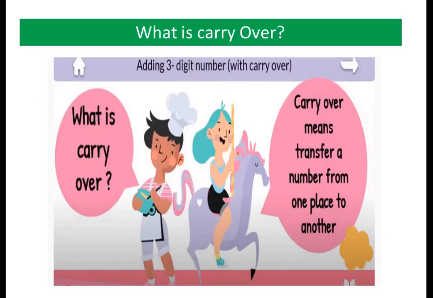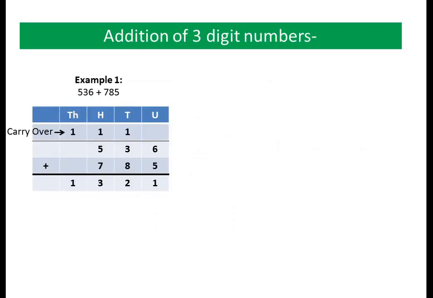What is carryover? Carryover means transfer a number from one place to another. Now, let us study addition of three-digit numbers. 536 plus 785. This is vertical addition. The first step of addition is arranging the digits in place value chart. Arrange the numbers in hundreds, tens and units place.